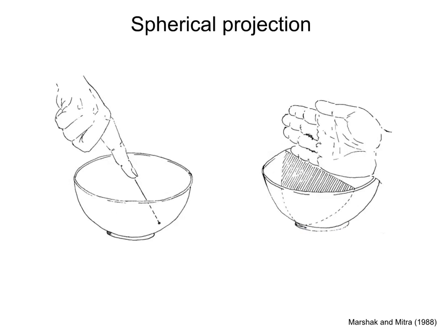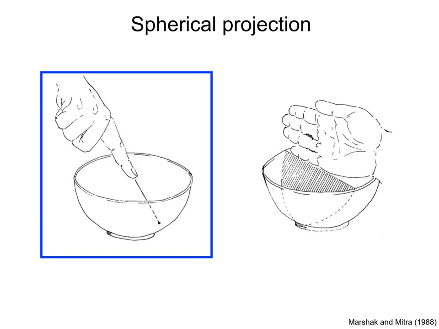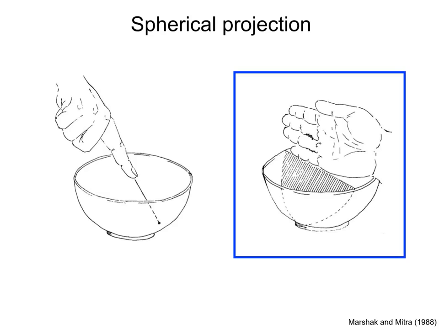You can visualize this using a cereal bowl. Any line passing through the center of the bowl will be represented by a dot at the surface of the bowl. And any plane passing through the center of the bowl will be represented by a semicircle on the surface of the bowl. Note that by using a bowl, we are considering the bottom half of the sphere, or lower hemisphere. This is a standard practice in structural geology.